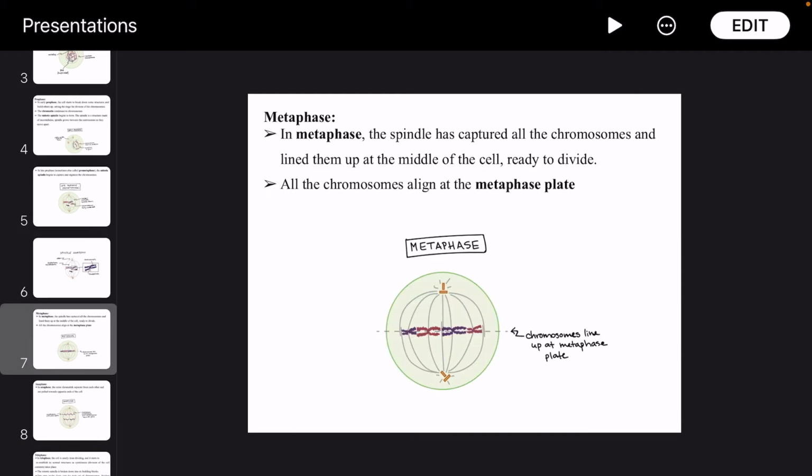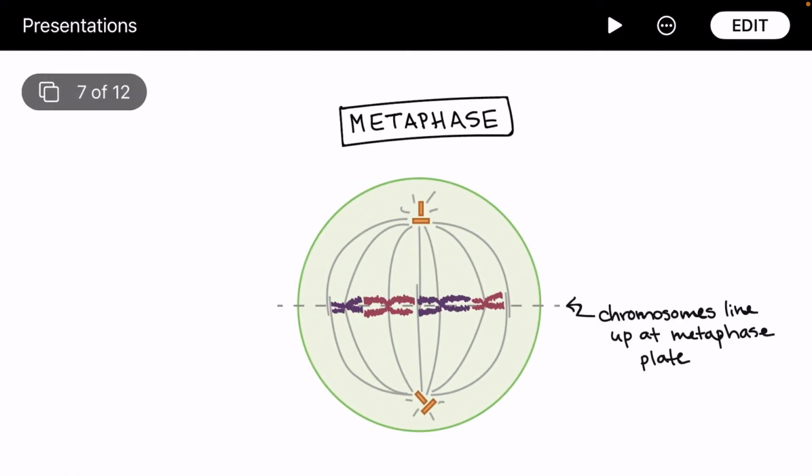The metaphase. In the metaphase, the spindle has captured all the chromosomes and lined them up at the middle of the cell, ready to divide. All chromosomes align at the metaphase plate. You can see here in this figure, chromosomes lined up at the metaphase plate in the middle.